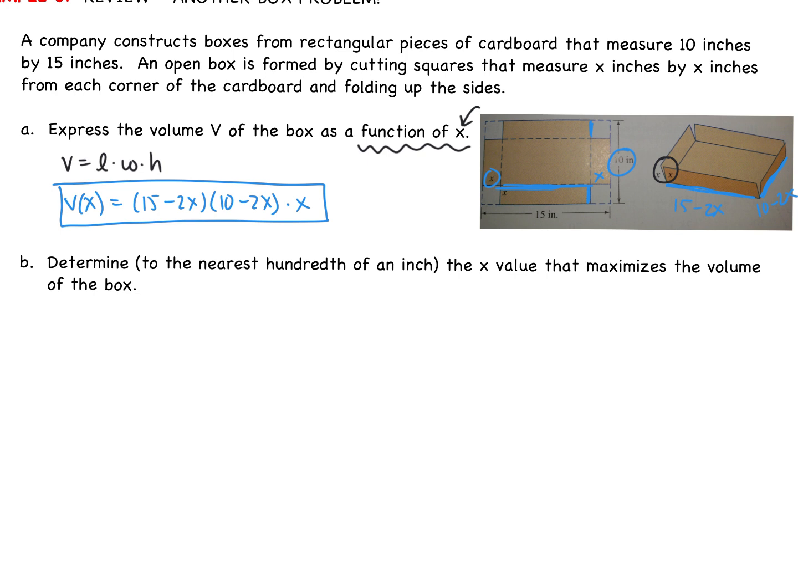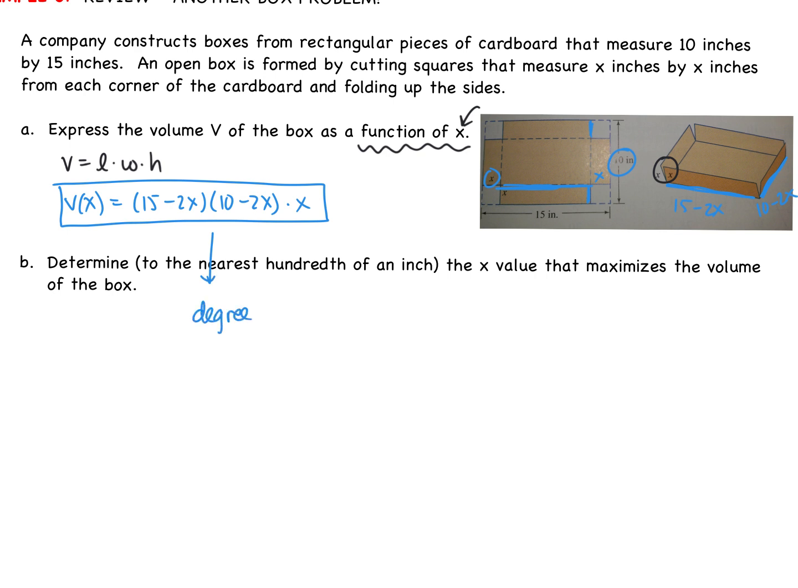Part B: determine to the nearest hundredth of an inch the x value that maximizes the volume of the box. We're not totally going to do that. We're going to talk for about the next 2 minutes and then we're going to be done. What I want us to do is sketch a quick graph of the shape this would take on. The first thing: if we were to multiply all of this out, what would be the degree of that polynomial or function?